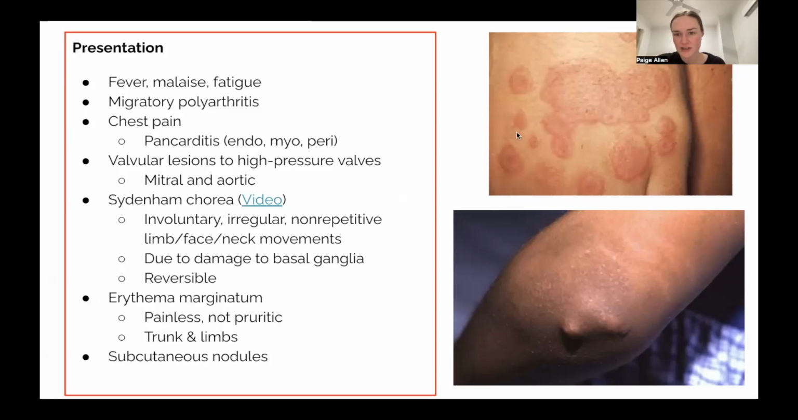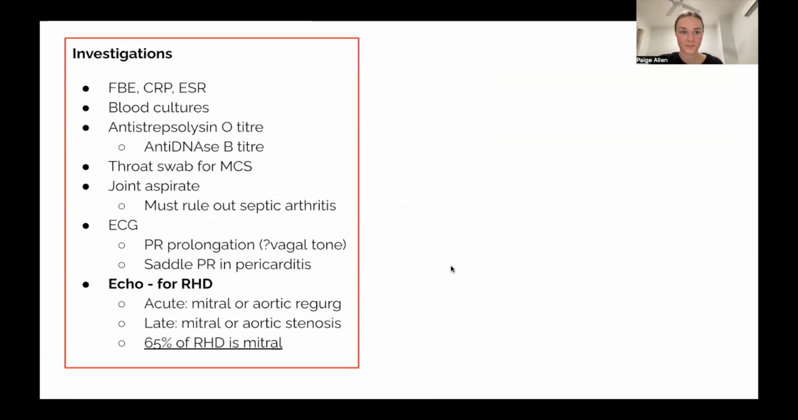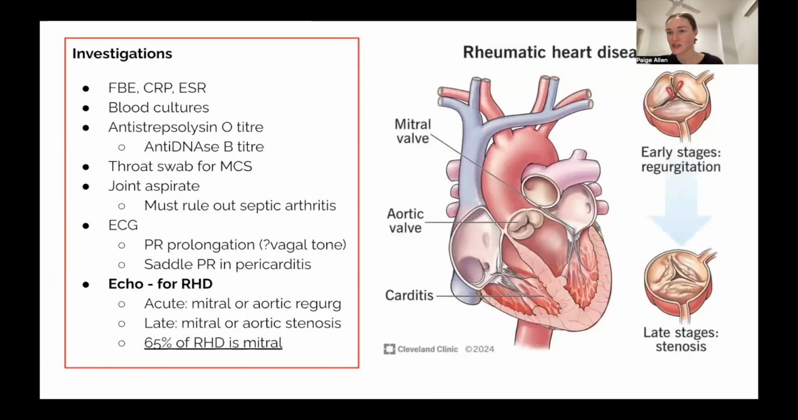And then you'll get this rash. This is called erythema marginatum because it's got those clear or reddish margins to them. And then you can get these subcutaneous nodules. So those are all the symptoms of the presentation of rheumatic fever. And as I said, that's 2 to 4 weeks after having the group A strep.